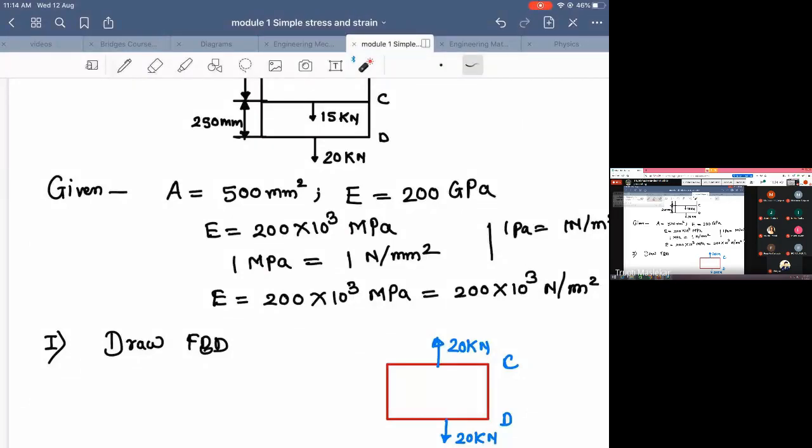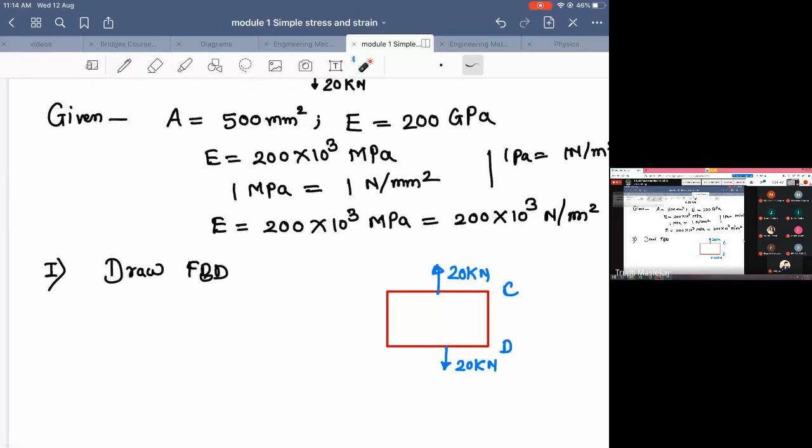Okay. So this is the method. Because I cut it here only, I can't see this 50 kilonewton. This 50 kilonewton is acting at point C, and I made a cut below the point C. Therefore, I am able to see only the 20 kilonewton force, and I have shown that force. Now, what is the step here?